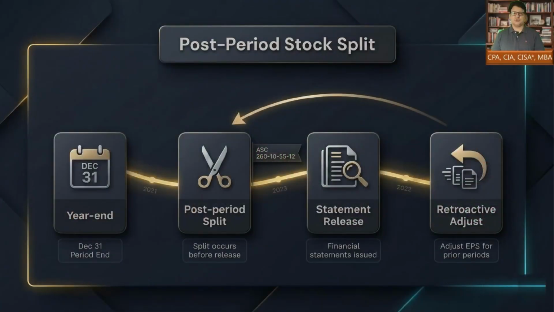Now consider a stock split after year end but before the financial statements are issued or made available for issuance. This is a narrow but important rule. If the split occurs before financial statement release, the EPS denominator is adjusted retroactively for all periods presented. Do not time weight the split from the post-period split date. The split changes the share unit, so comparability requires retroactive adjustment.